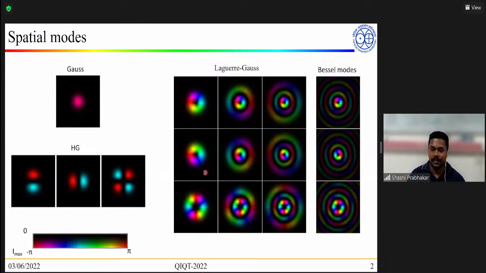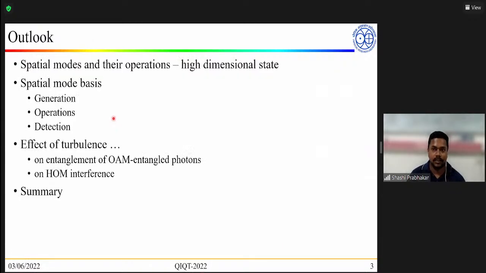So for all these families of modes, for Laguerre-Gaussian and Hermite-Gaussian, the lowest order mode will converge to the Gaussian, because all the indices are 0 for the Gaussian mode. So with this brief introduction, here is the outline of my talk.